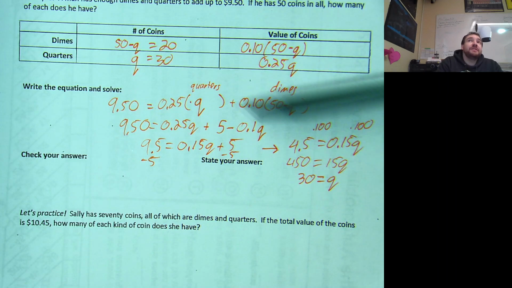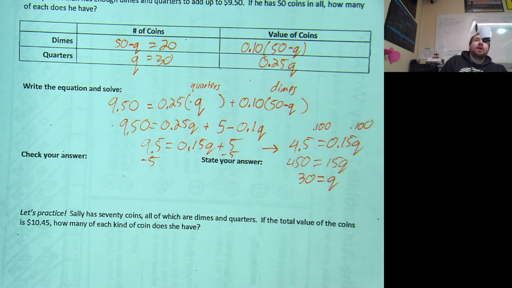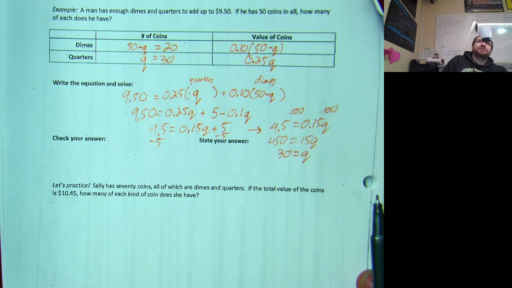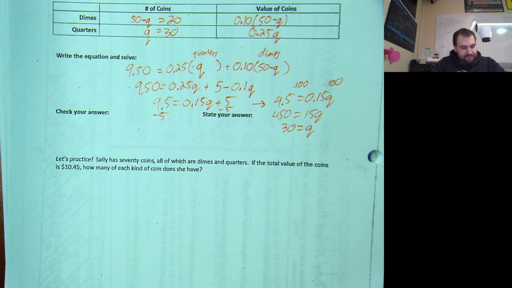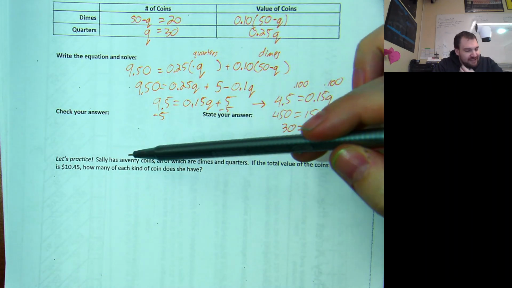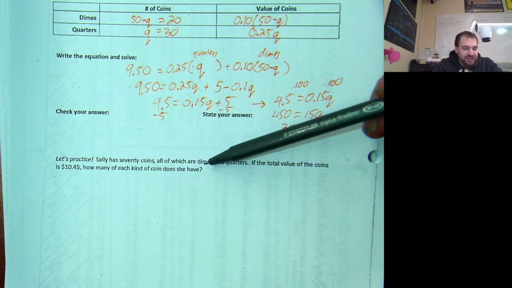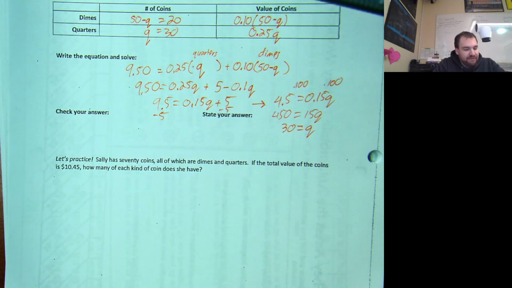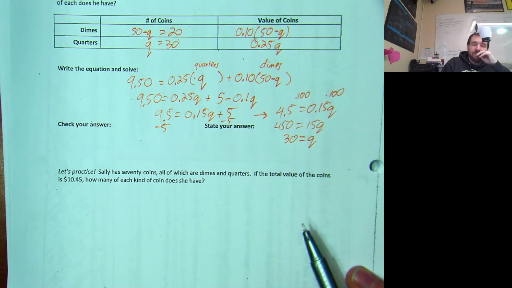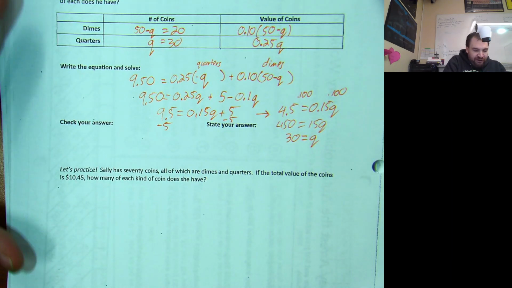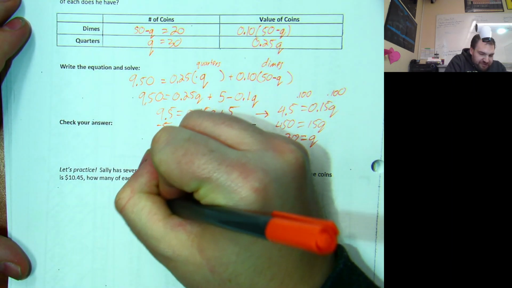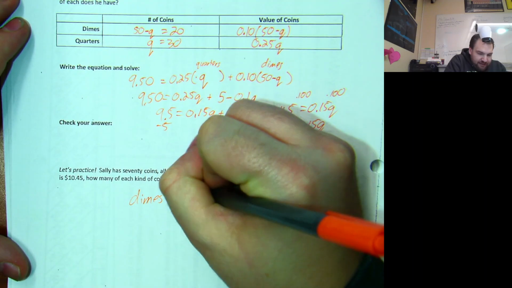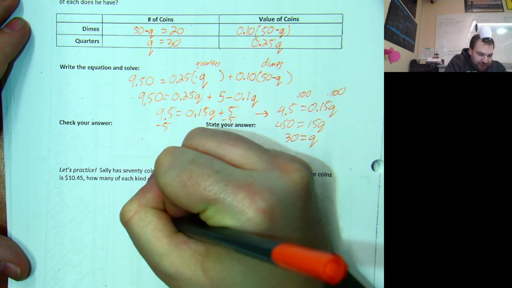So this is the technique for one variable. I'll show you the technique for two variables using the practice one down here. Sally, if you're going to use two variables, here's how it's going to look. Sally has 70 coins, all of which are dimes and quarters. If the total value of the coins is 10.45, how many of each coin does she have? So if we're going to use two variables, we're going to call dimes equal to D and quarters equal to Q.